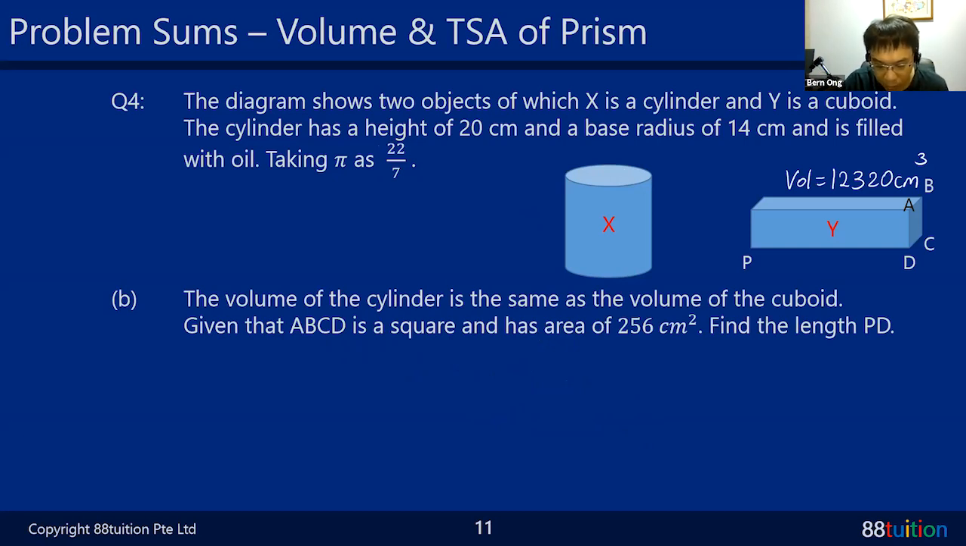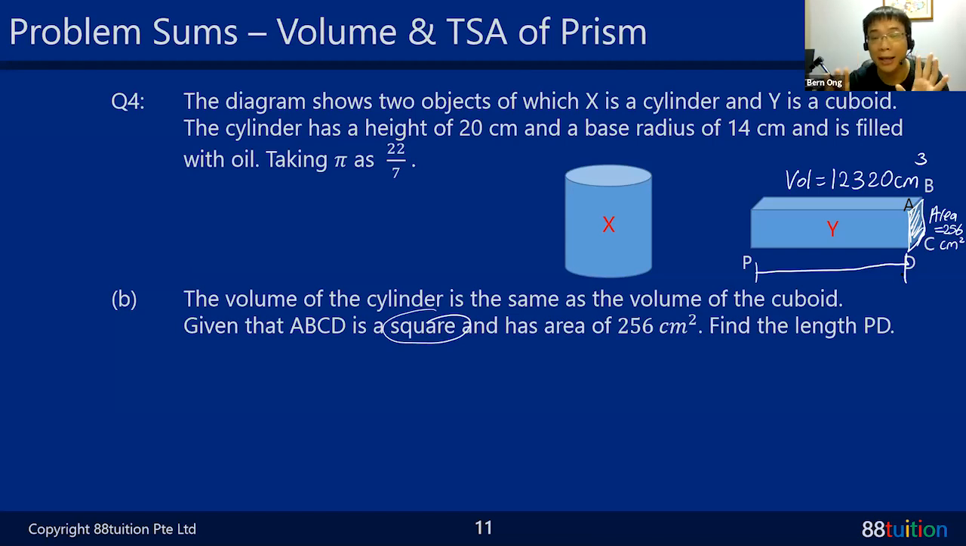The area of ABCD is a square. Oh, it's a square. So ABCD down here, the white color portion, can you see? Down here is a square, and it has an area of 256 cm square. Okay. Find the length of PD.